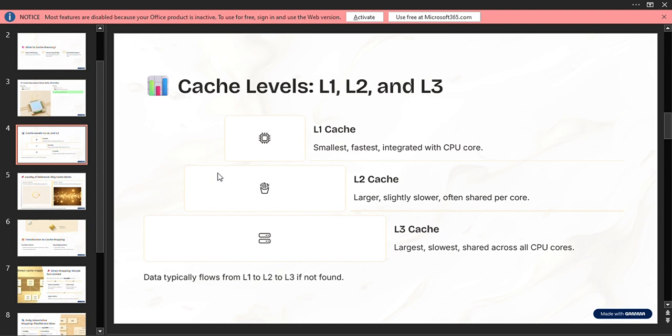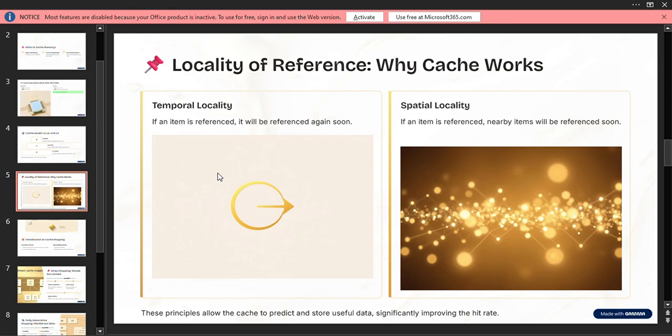Now, take note, data moves from L1 to L2 and to L3 depending on how frequently it is accessed. L1 is checked first for data, then L2, and then L3. As we proceed, we're talking about locality of reference, which is why cache works. Cache memory is effective because of something called locality of reference. We have two types of locality of reference.